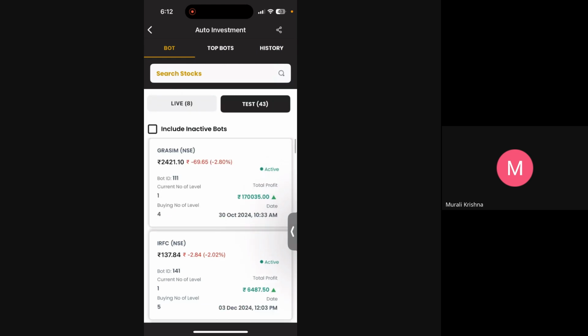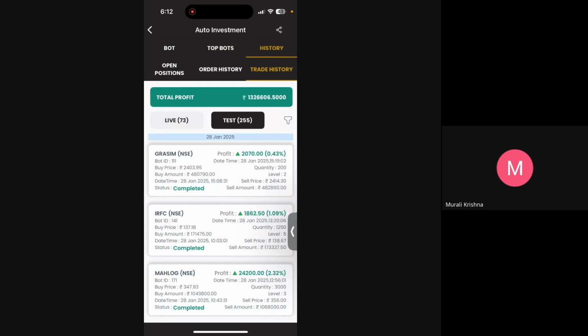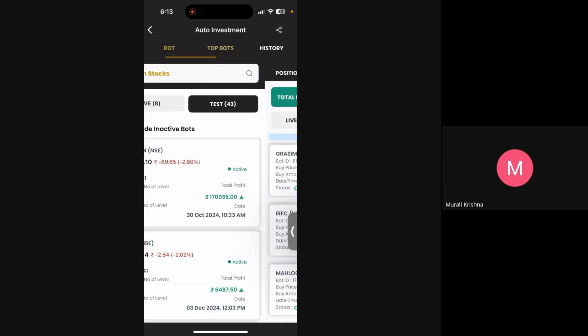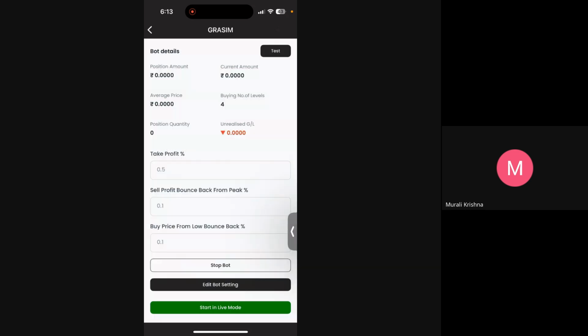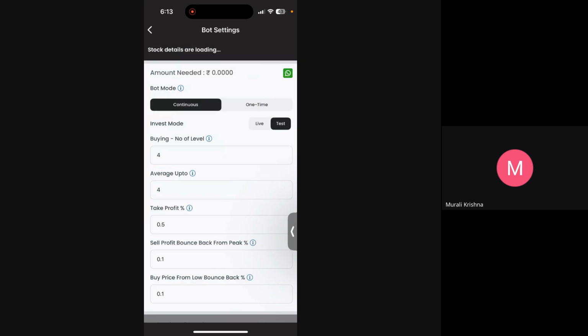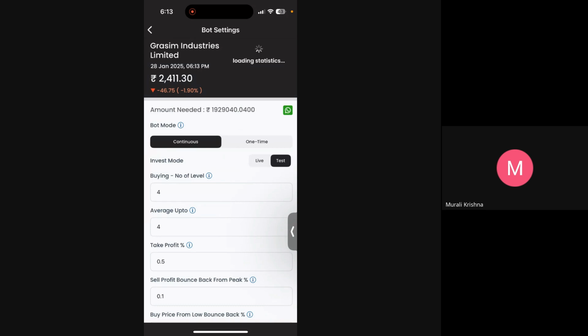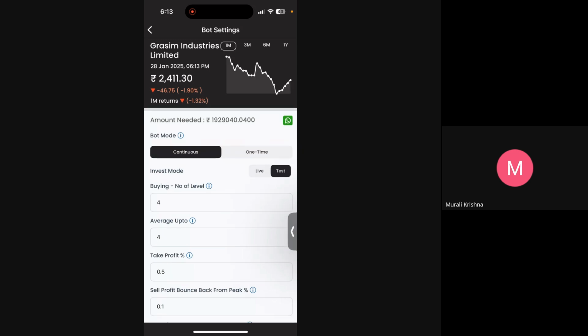So Grasim, as I told you today, it has booked 2000 profit, right? So let's see what's there in the Grasim bot. If you click on the Grasim, you have to click on edit bot setting to see what exactly is the bot. Let's click on edit bot setting. It takes a bit of time to load, a second, to show at what rate it is trading. Now Grasim Industries is trading at 2411, and the amount needed for this bot is around 19 lakhs.